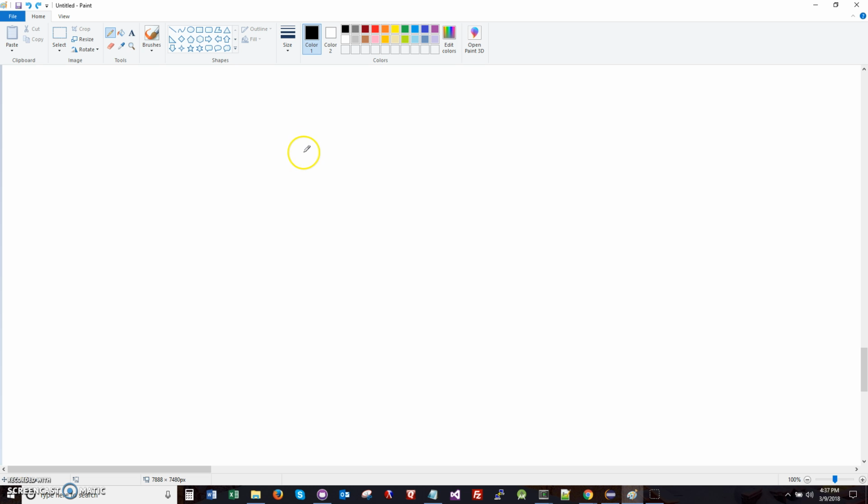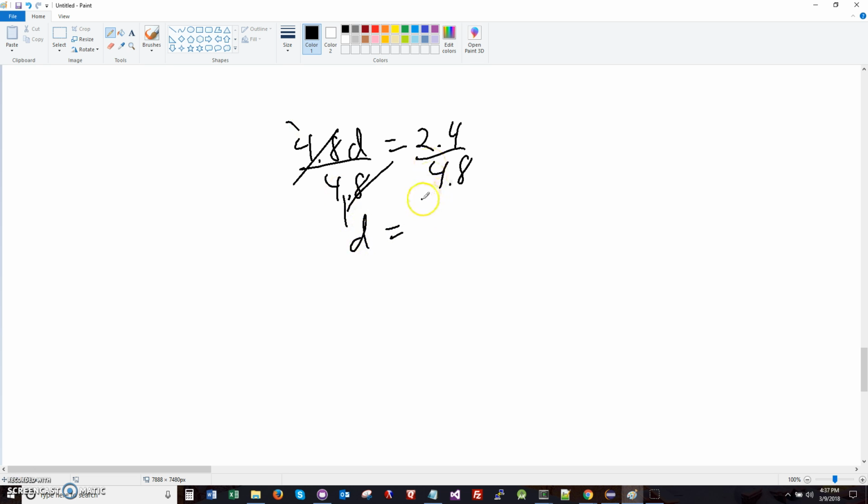Number 17 was 4.8D is equal to 2.4, and we determined that if we divide both sides by 4.8, these will cancel, and we'll get D is whatever this is, but this of course simplifies. If we divide by a magic 1 of 2.4 over 2.4, it simplifies into 1/2. And so we just were checking it.